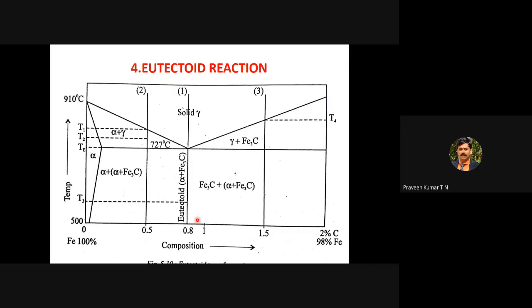Hello. Excuse me, sir. Tell me. So for this iron carbon phase diagram, is there any procedure or process through which we draw the diagram, or should we learn this entire diagram for the exam?